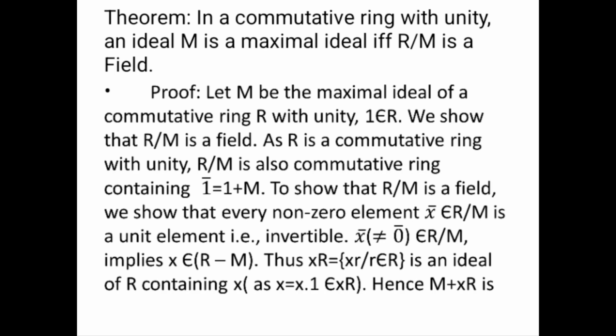So let us take M as the maximal ideal in the first case. So we list the given things. Let M be the maximal ideal of a commutative ring R with unity, that is 1 contained in R. We have to show that R/M is a field. As R is a commutative ring, R/M is also a commutative ring, and as 1 is contained in R, 1 plus M, that is 1 bar, is contained in R/M. So R/M is also a commutative ring with unity.